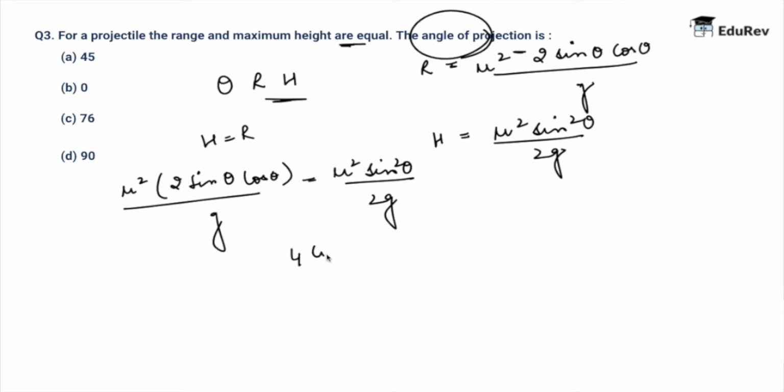So it's going to be 4 cos theta equals to sine theta, where tan theta equals to 4. Theta equals to 76 degrees. So theta is going to be what? 76. Let's move to question number 4.